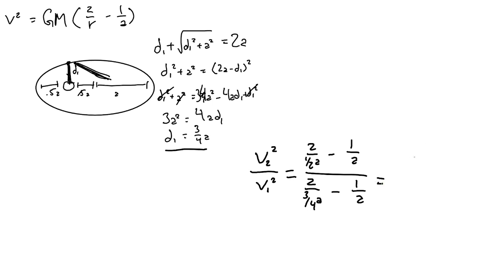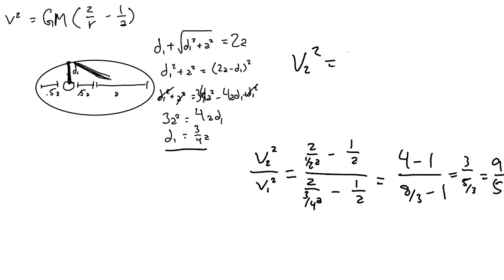We can just eliminate these and actually do the math. So 4 minus 1 over 8 over 3 minus 1. And this bottom one is going to be 3 over 5 over 3. And so that's going to give us 9 over 5, right? That's just simple arithmetic, fraction stuff. Anyways, we have this part, which means that our v2 squared is going to be equal to 9 over 5 times v1 squared, right? That's what ratios are.